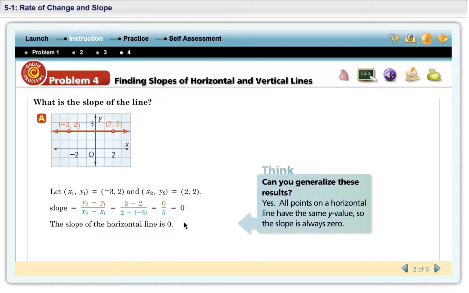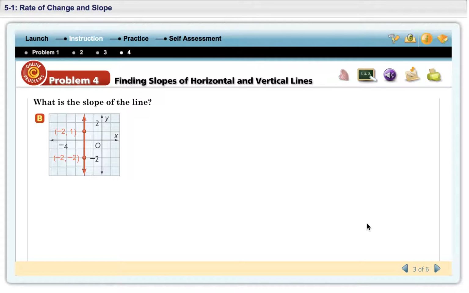So can you generalize the results? Yes, all the points on a horizontal line have the same y value. So the slope is always 0. Essentially the equation of this line would be y equals 2, but we'll talk about that later. But just know that if you have a straight flat line, and you were going to stand on this line and walk from here to here, would it be hard? No, because there's no slope. Okay?